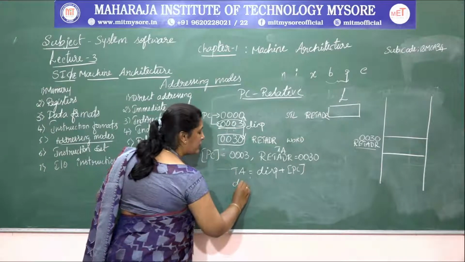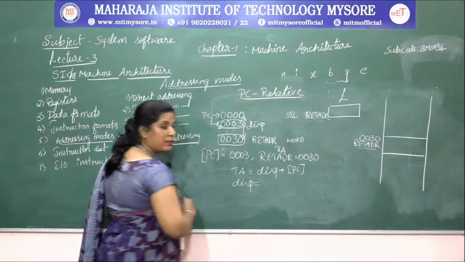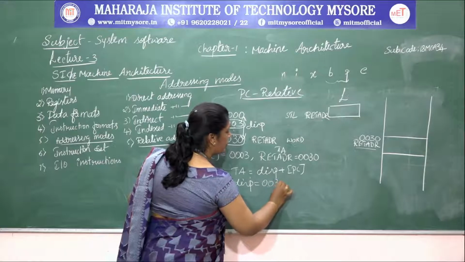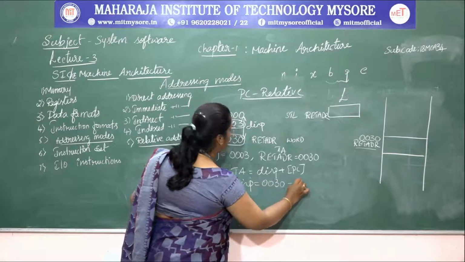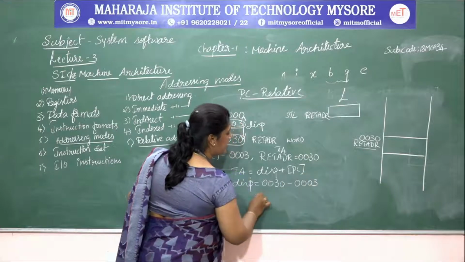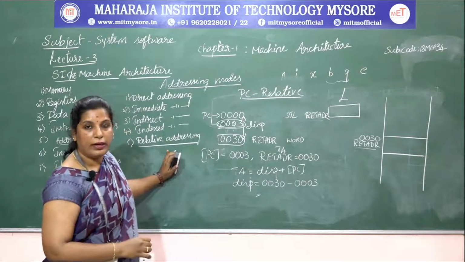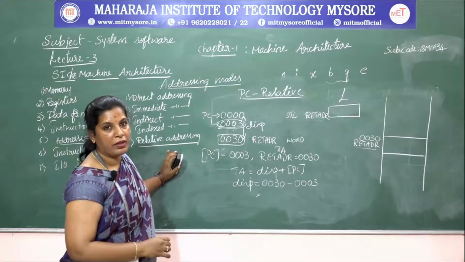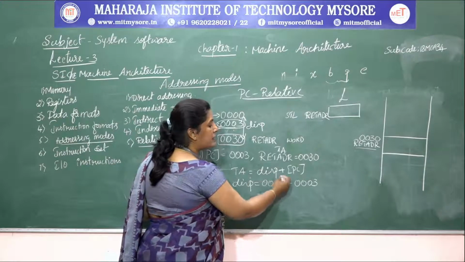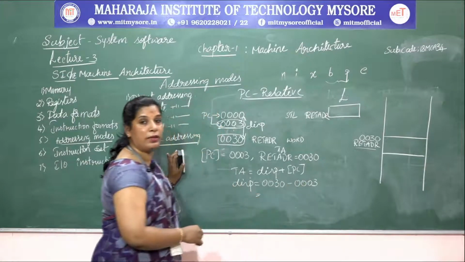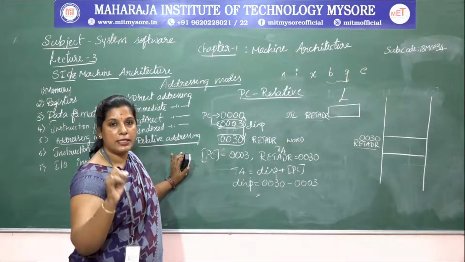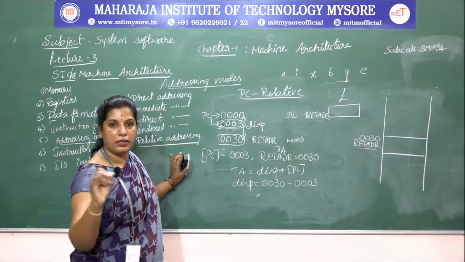To get the displacement value, it is the target address 0030 minus the content of the program counter, 0003. This is a hexadecimal subtraction. In hexadecimal the carry value is 16, so 16 minus 3 is 13. 13 is nothing but D, since from 10 to 15 we use the alphabets A, B, C, D, E, F.